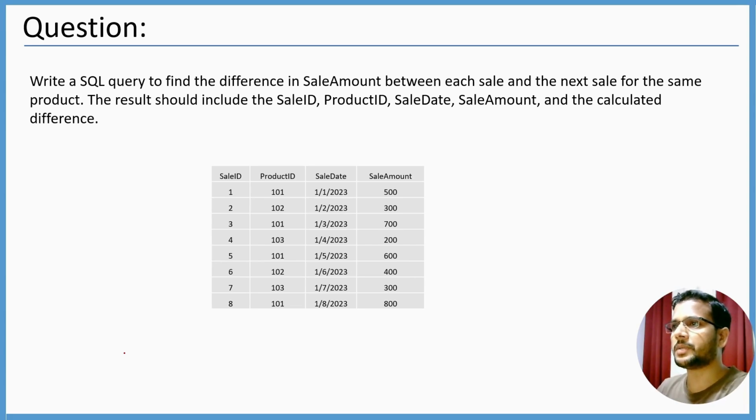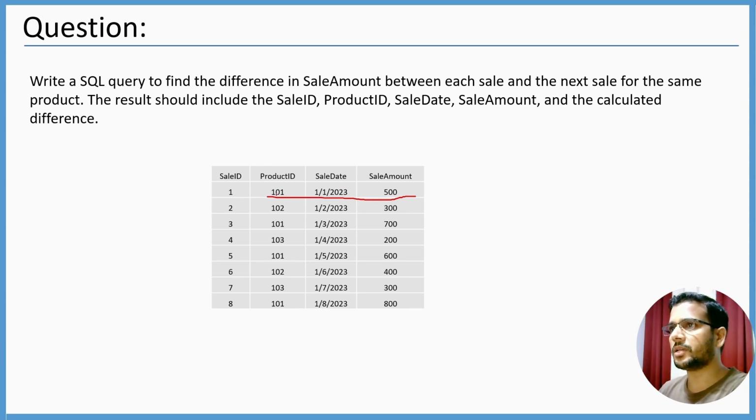So let me explain it in another way. Here there is a sample table given. There is a sales ID, a product ID, sales date, and sales amount. As you can see in the list, there are two or three different products listed and their sales amounts. We need to find a particular sale of a specific product. Let's take an example of product 101. The first sale took place on 1st Jan 2023 with an amount of 500.